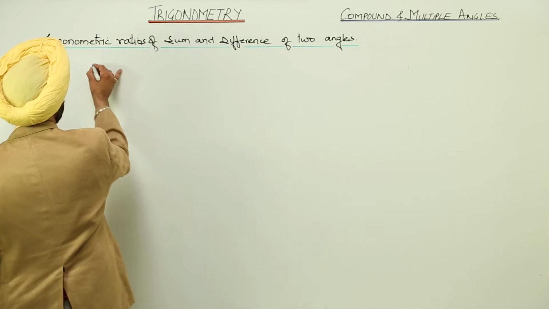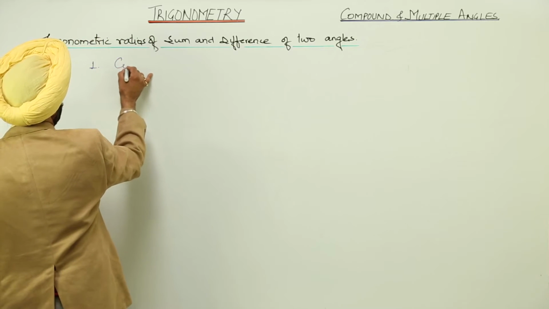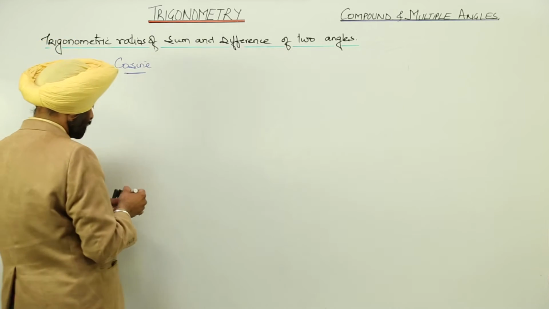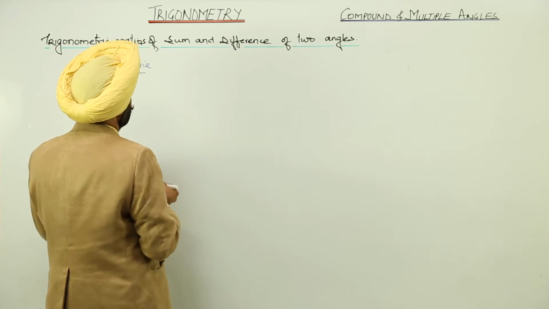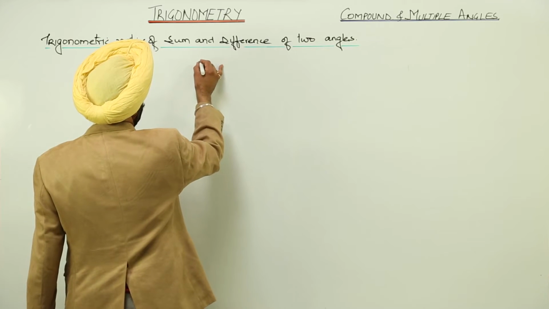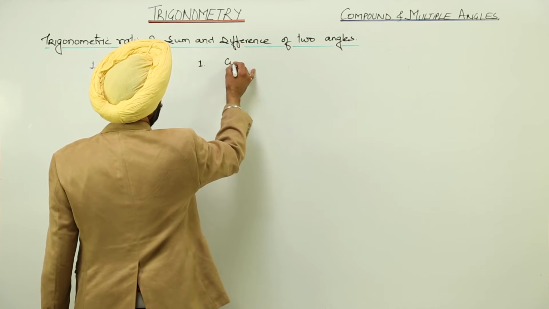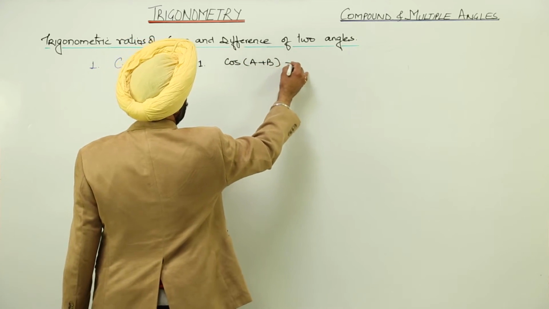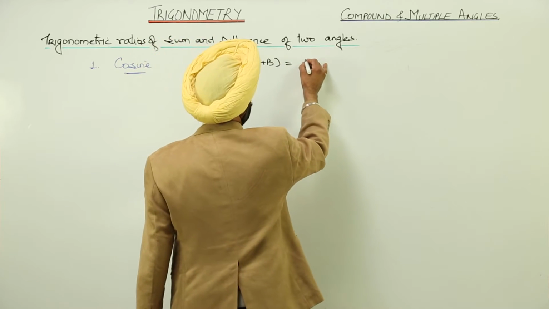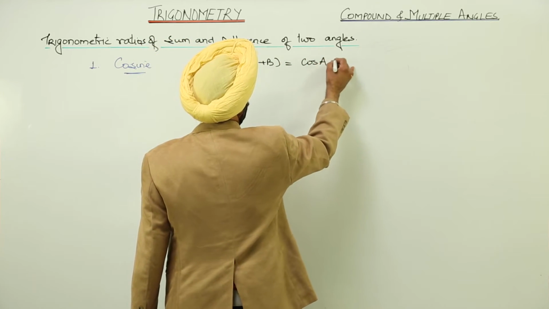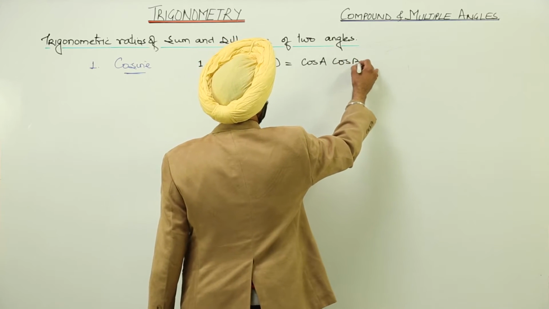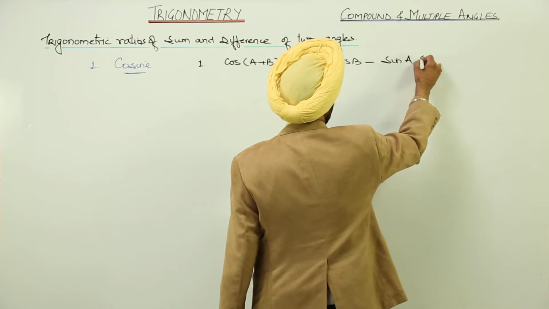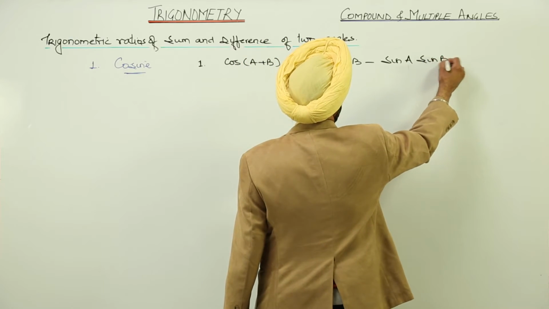Now number 1, cosine. Now for cosines, it will be cos A plus B is equal to cos A cos B minus sin A sin B.